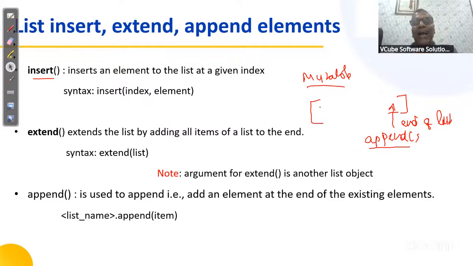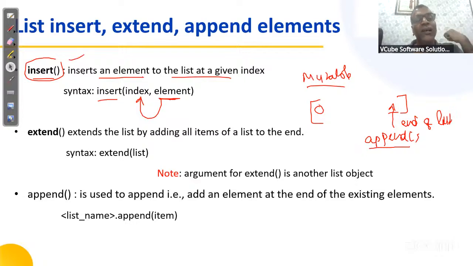But if I want to add data at the beginning of a list, what to do? I have a function called insert. Insert is a function which inserts an element at a given index. See the syntax of this. Insert is a function. This element will be inserted at this index. Clear for all of you? Now, using the insert function, we can insert data at any location. I hope the insert function is okay.